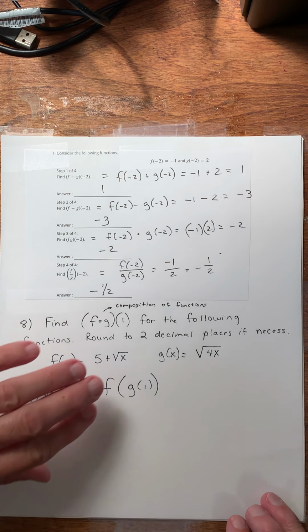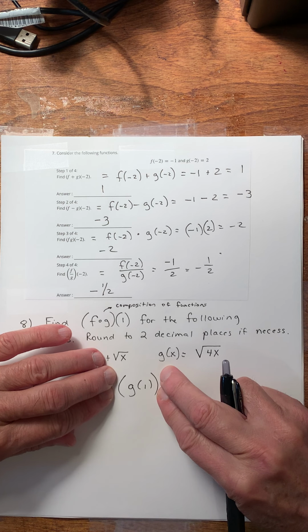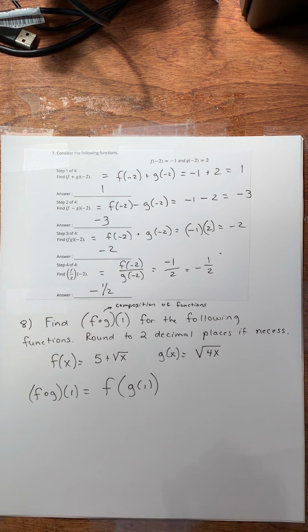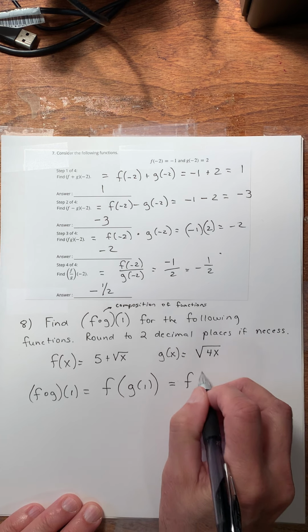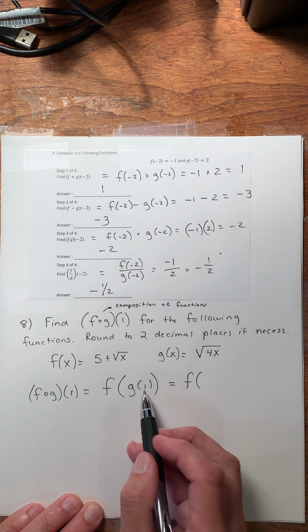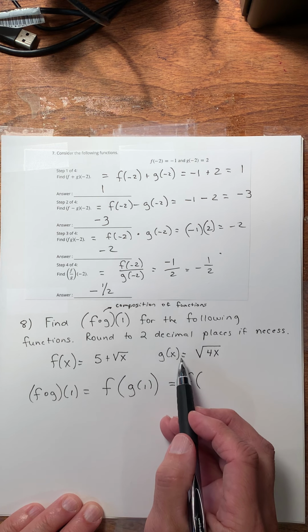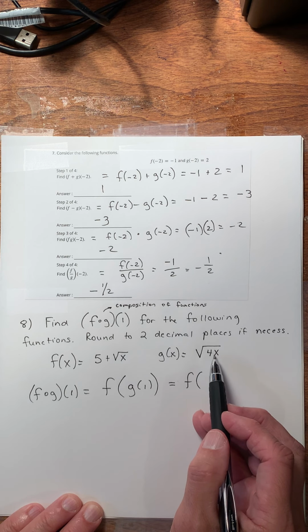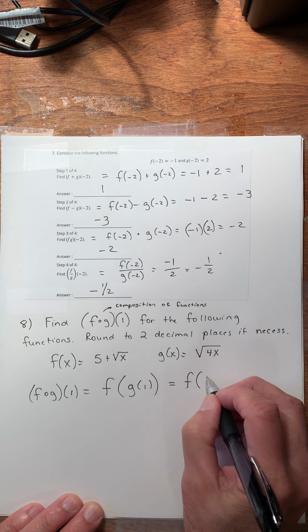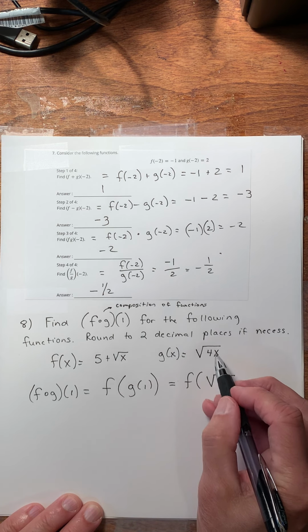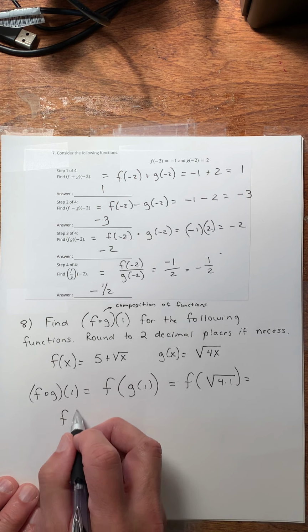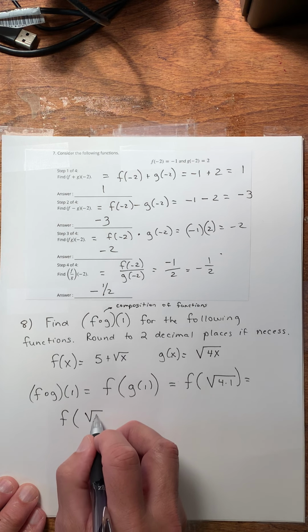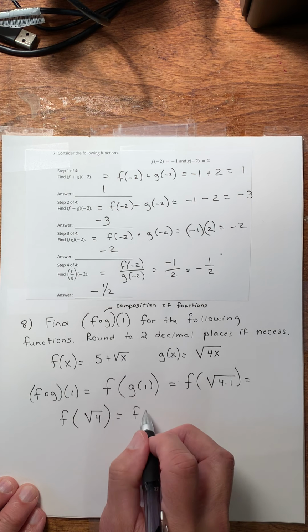There's an order of what I need to do inside the parentheses first. I need to find G of 1 first. Then once I do that, find F of that. So I'm going to work from the inside out. G of 1. Here's G of x. G of x is the square root of 4 times x. So G of 1 is the square root of 4 times 1. That's the square root of 4. Why, that's 2.